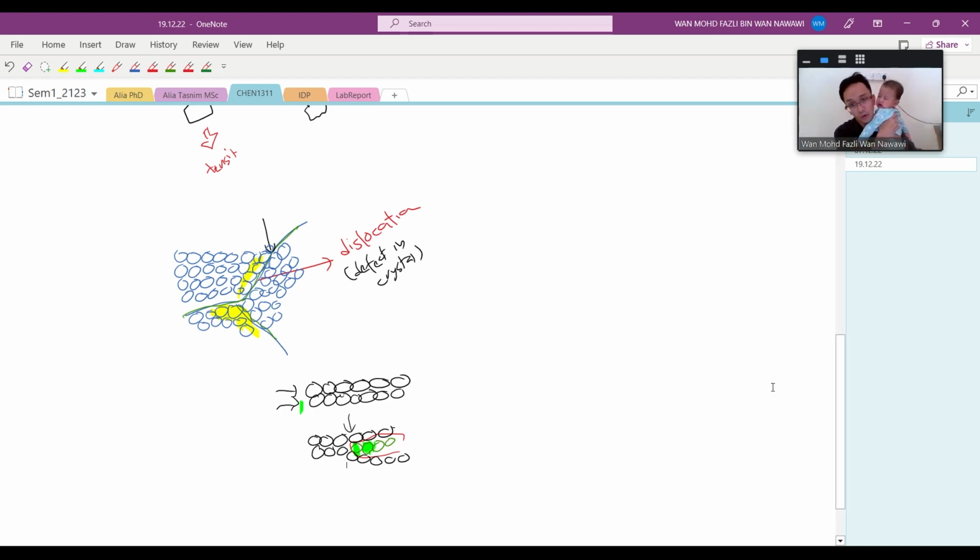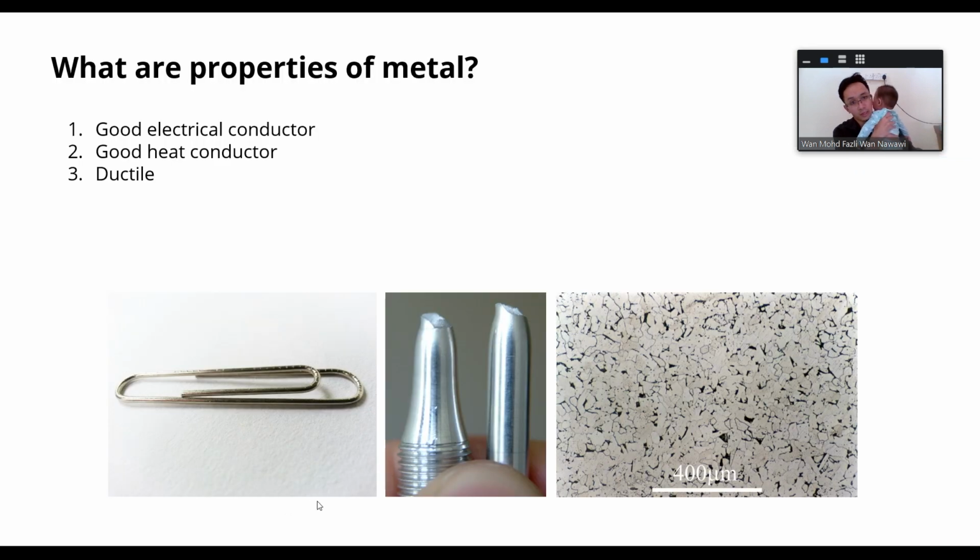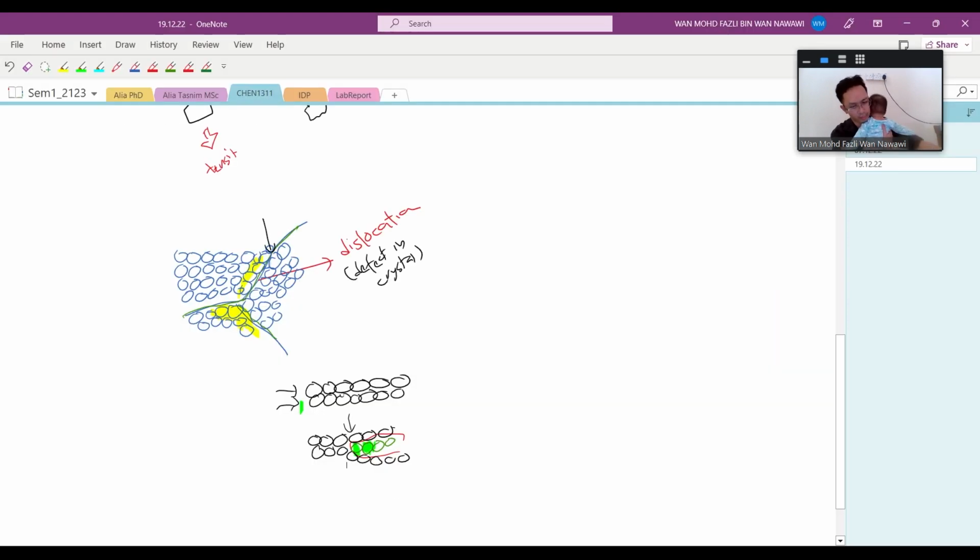So if you look here, this is what you see under the microscope. You can see there are grains, and then there are boundaries. The boundaries there are the dislocations. So if you see under the microscope, you can see something like this. The blue one is the arrangement of the atoms, but the arrangement is sort of hampered, distorted by the dislocation.